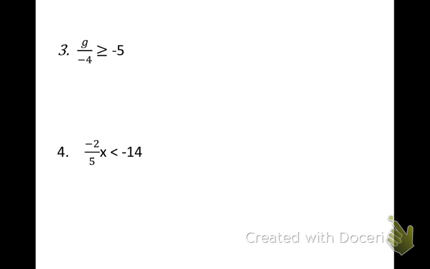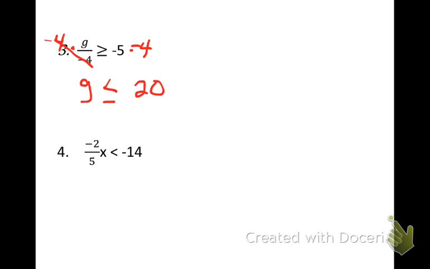So in problem 3, we want to get the variable by itself, so the opposite of divide by negative 4 would be multiply by negative 4. So I want to put that on both sides. These cancel, leaving me g. I am multiplying by a negative, so I'm going to reverse my inequality. 5 times 4 is 20. The signs are the same, so it is positive.